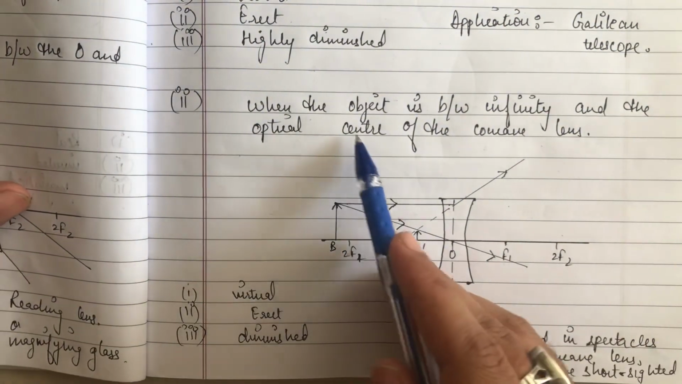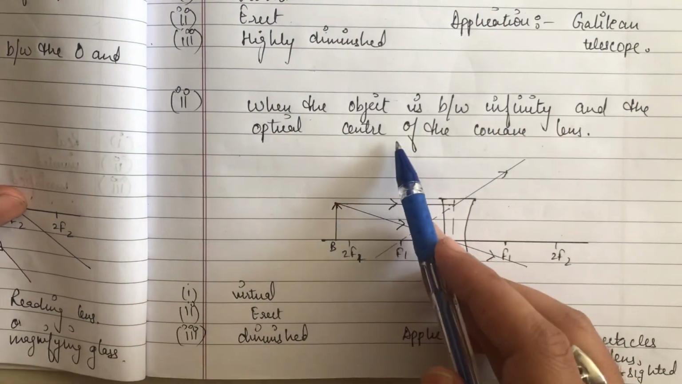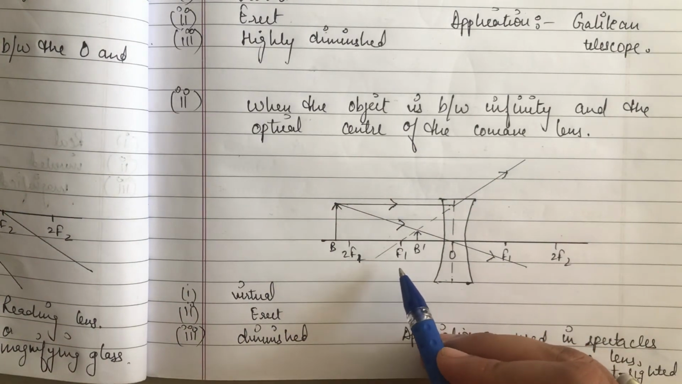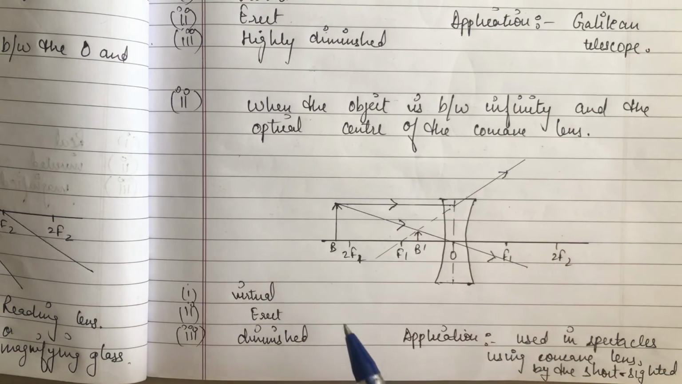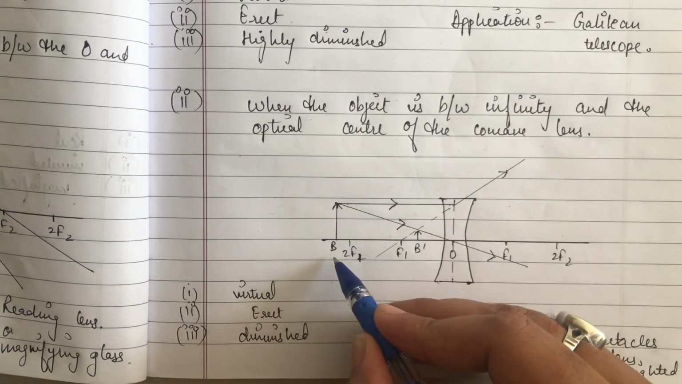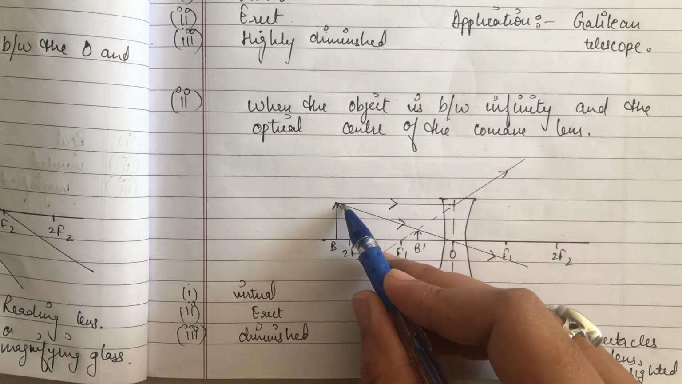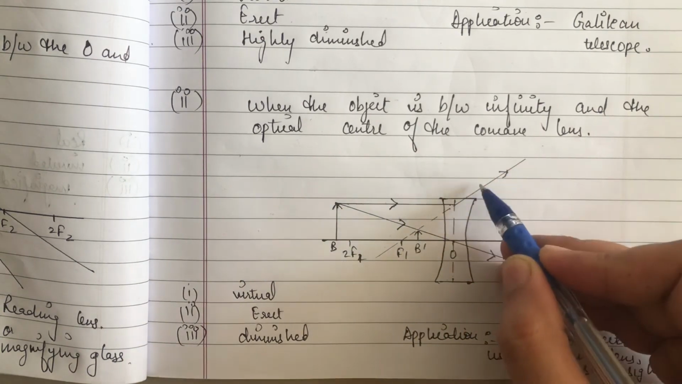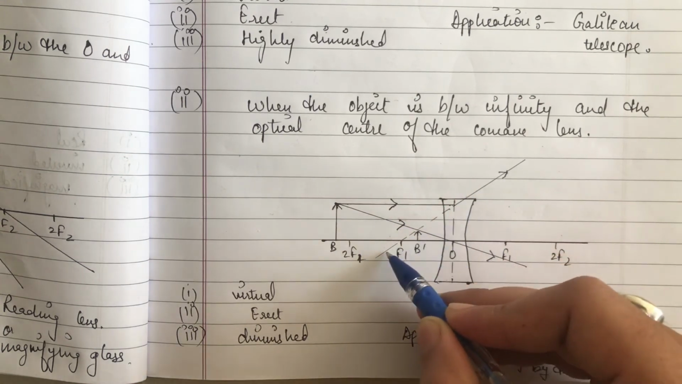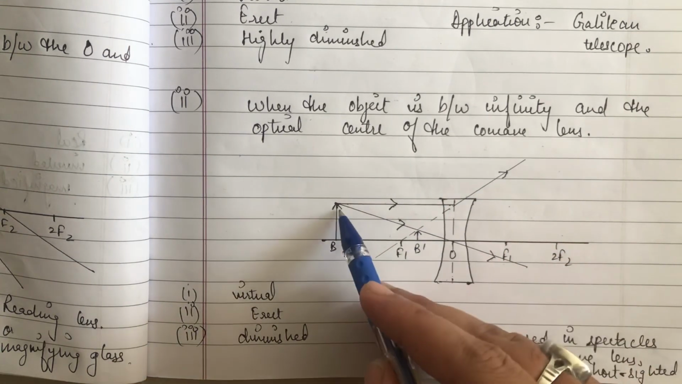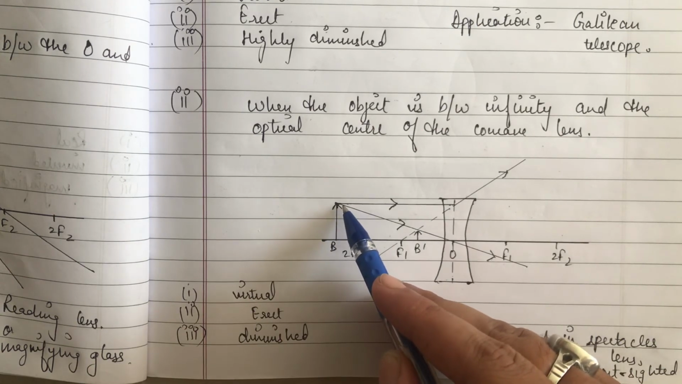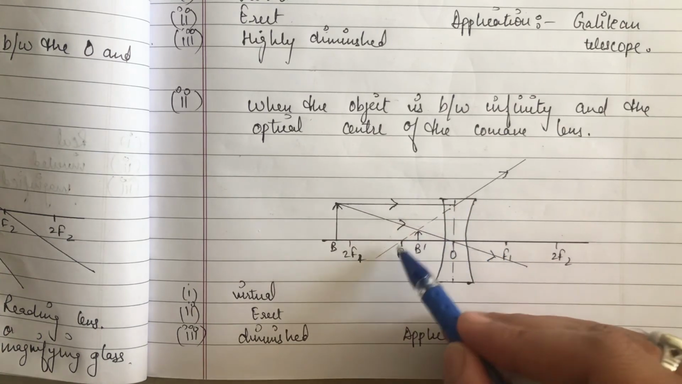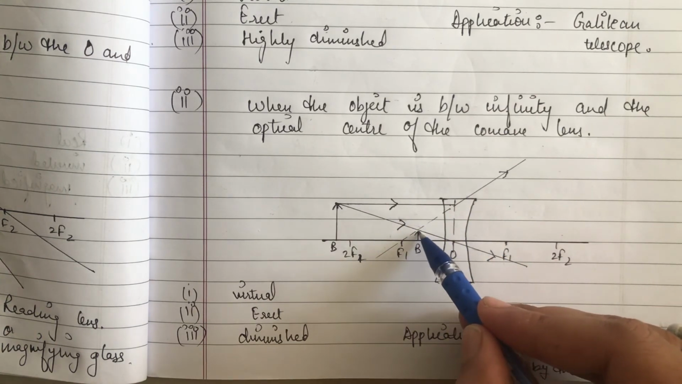when the object is between infinity and the optical center of the concave lens. Between optical center and the concave lens. So this is our object. So first ray of light parallel to the principal axis, it has to pass through the focus, so obviously it diverges, and when we extend it backwards, it passes through the focus. And second ray, we have taken it, if it passes through the optical center, it goes undeviated, but when we extend this ray backwards and this ray, they'll meet over here at this point.